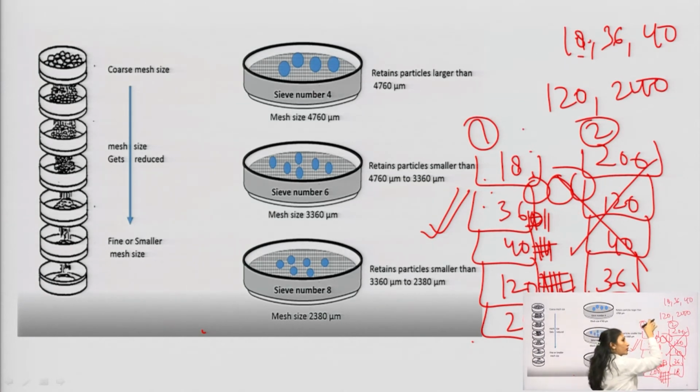Coarsest sieve should be on the topmost position and the finest sieve should be at the bottom.